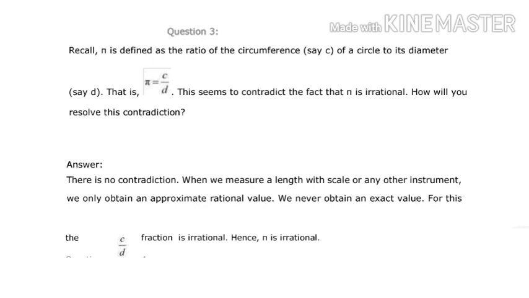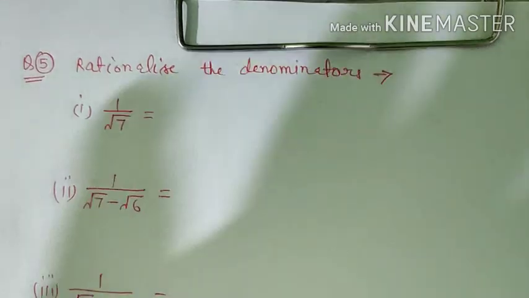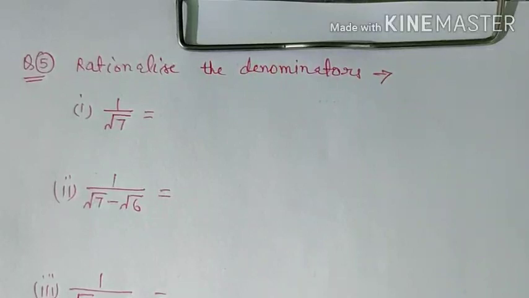Now, students, it is very important to understand that there is no contradiction, because when we measure a length with a scale or any other instrument, we only obtain an approximate rational value. We never obtain an exact value. So the c upon d fraction is irrational. Hence, pi is an irrational number. This is a very important question.